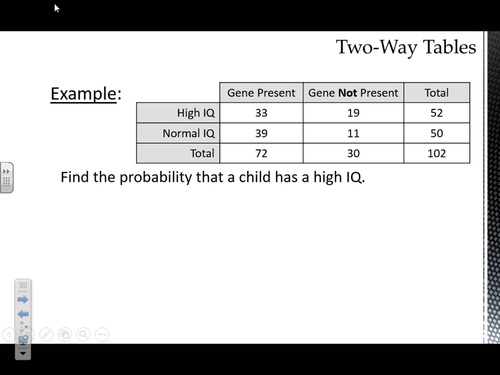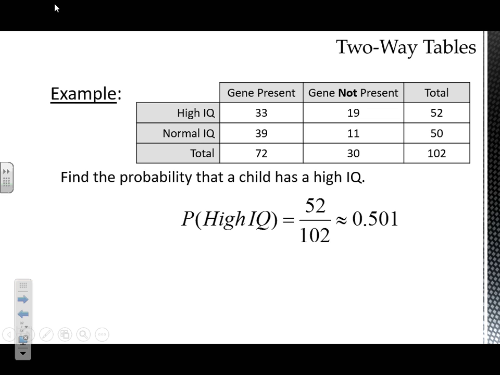Take the 52 total high IQ kids and divide by the total number of kids in the study. So we just take 52 out of 102, which you can either reduce down as a fraction or give the decimal, which would be about 50.1%. So some of the times, all you need to do is take the totals, calculate the probabilities. Probability of high IQ, 52 out of 102.